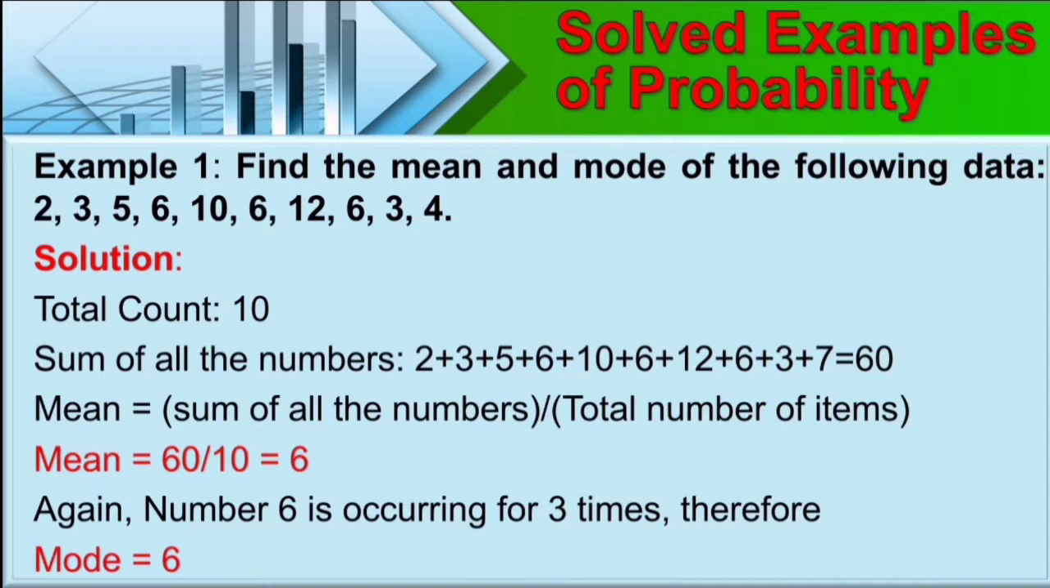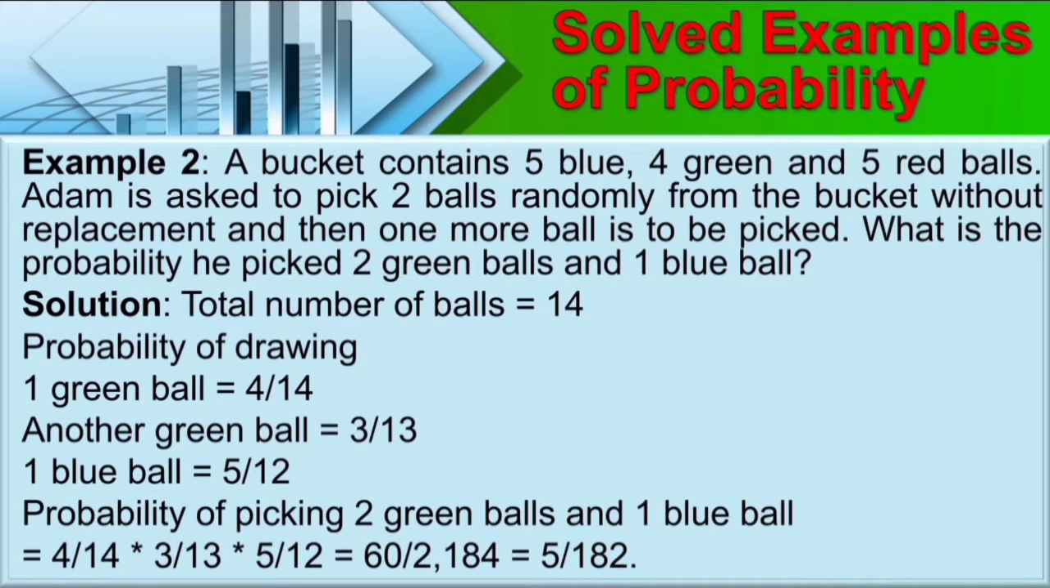Again, number 6 is occurring for 3 times. Therefore, mode is equal to 6. Solved examples of probability. Example 2.